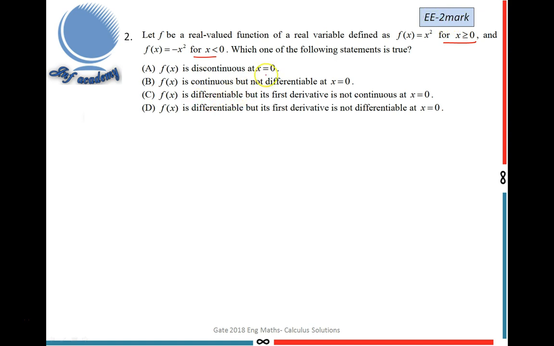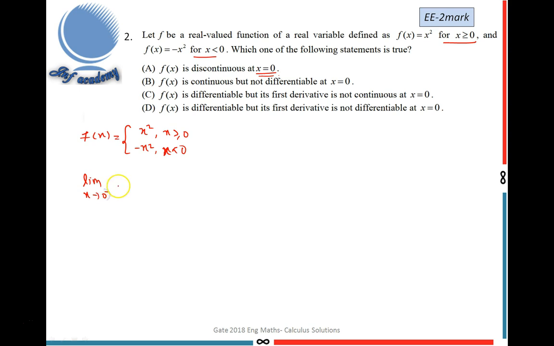Here all the 4 options concern continuity and differentiability at x equal to 0. So first check the continuity. Is f of x continuous or not at x equal to 0? Here the function f of x equals x square for x greater than or equal to 0, and minus x square for x less than 0. This is the function. First check the continuity at x equal to 0. So left hand limit equal to right hand limit equal to f of 0. This is the continuity definition.